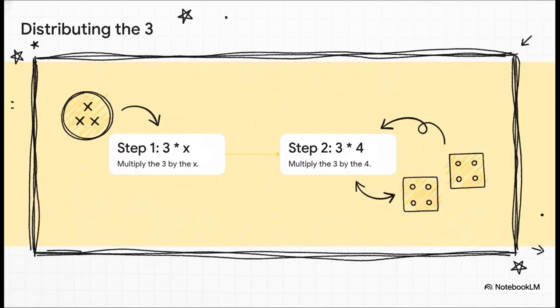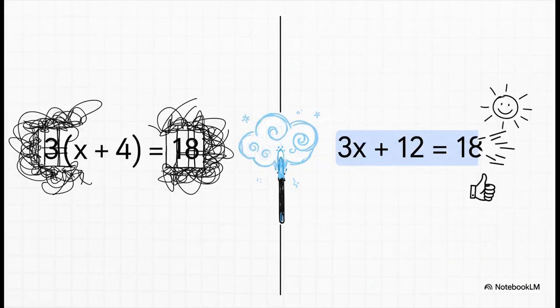And what does that actually look like? Well, we're taking that 3 and we're handing it out through multiplication. First, we multiply the 3 by the x, which gives us 3x. Then we multiply the 3 by the 4, which gives us 12. And after we do that, look what happens. Poof! The parentheses are gone. The equation totally transforms into 3x plus 12 equals 18. And that's a much friendlier looking two-step equation, isn't it?